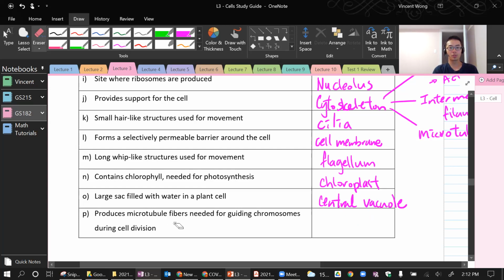Produces microtubules, fibers needed for guiding chromosomes during cell division. Centrioles. Right, so the microtubules here are the spindle fibers, that's what they're made up of. And it serves as a guiding system, just like I told you before.